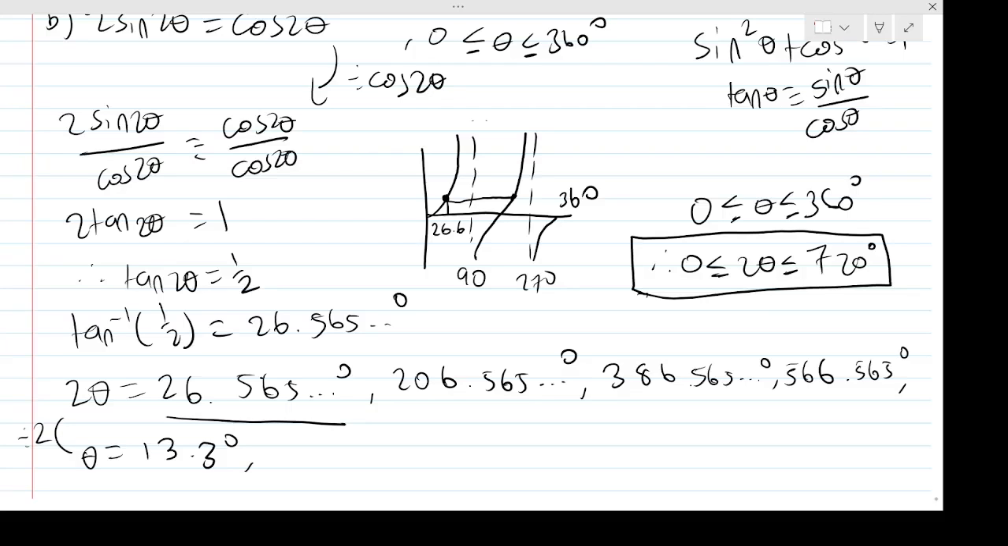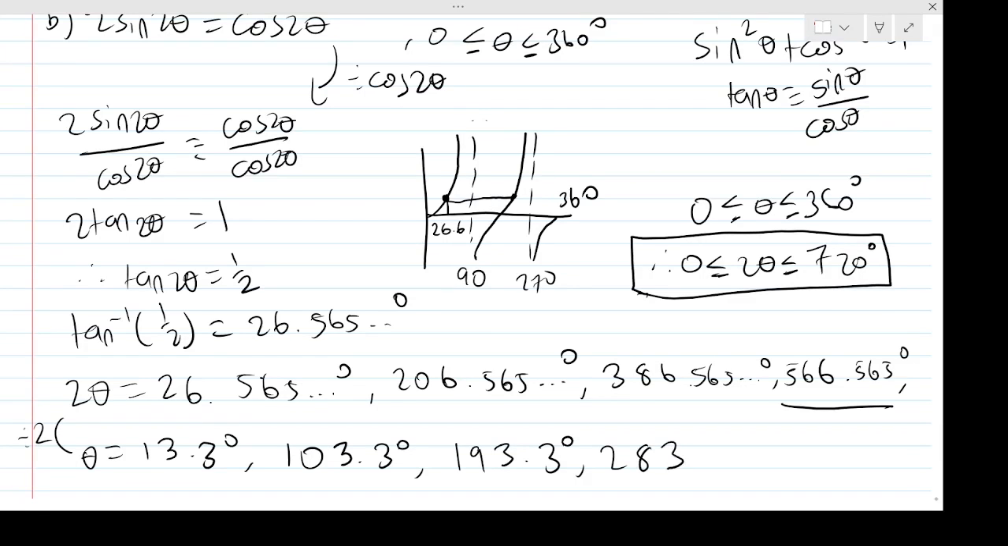Then this 206, right? This next number in the list. Divide that by 2 as well. I get 103.3 degrees. Then this next value, 386.565 divided by 2. I get 193.3 degrees. Then this last value, 566.565 divided by 2. I get 283.3 degrees. And that is my solutions, right, to 1 decimal place.